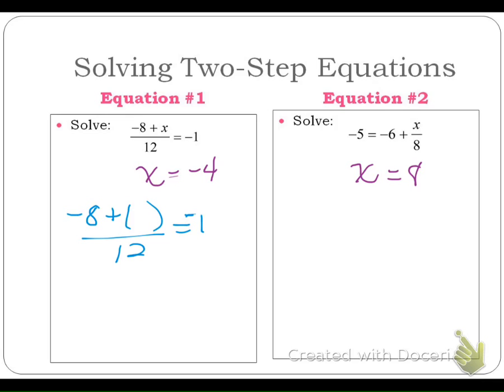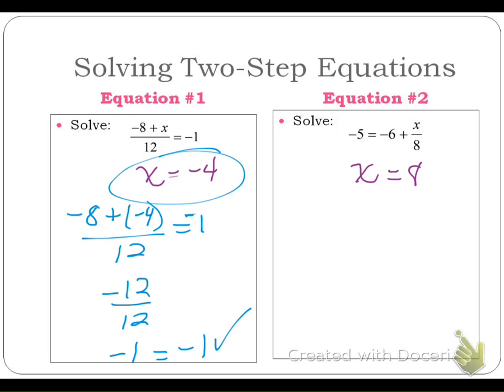I'm going to substitute in my -4 right in that placeholder of the parentheses. And then I simplify the left-hand side of the expression there. I have -8 plus -4. Those are the same signs, so I have to add, and the bigger sign wins. So you should get a -12 over 12, which is equal to -1. So my solution checks. X is equal to -4 is correct.